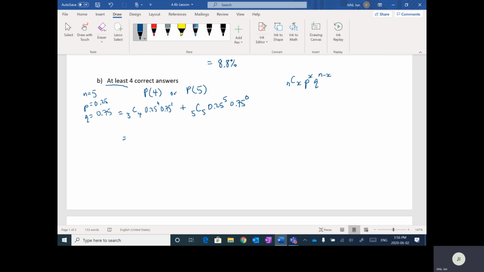Now what I'm going to do here is probably just punch all this in at once. So 5 choose 4 is 5, I think. Should be. Yeah, so that's 5. 5 times 0.25 to the fourth times 0.75. All right, yeah, you know what, that's fairly lengthy. Yeah, let's just write that down.